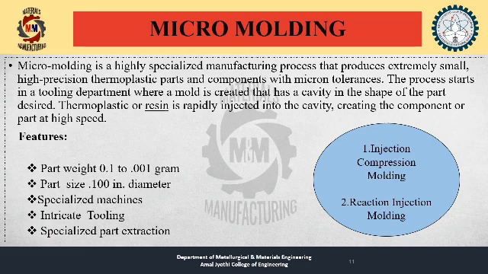The part weight ranges from 0.001 to 0.1 gram, and the part size is about 0.1 millimeter. It also uses certain specialized machines. The tooling is very intricate and also includes specialized part extraction. Now there are two types of molding. The first one is injection compression molding and the second one is reaction injection molding.